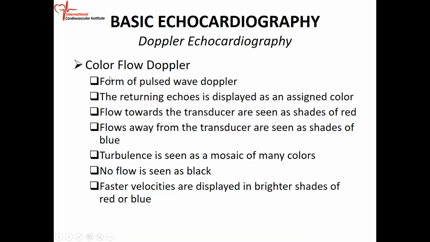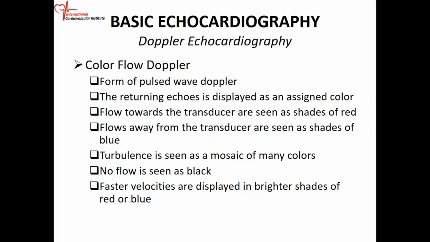We're going to move on now to color flow Doppler. At the beginning of the lecture, we said that color flow Doppler is a form of pulse wave Doppler. So color flow Doppler is a form of pulse wave Doppler. So the returning echoes are displayed as an assigned color. If there's flow towards the transducer, we're going to assign that a color. Flow away from the transducer, we're going to assign a different color.